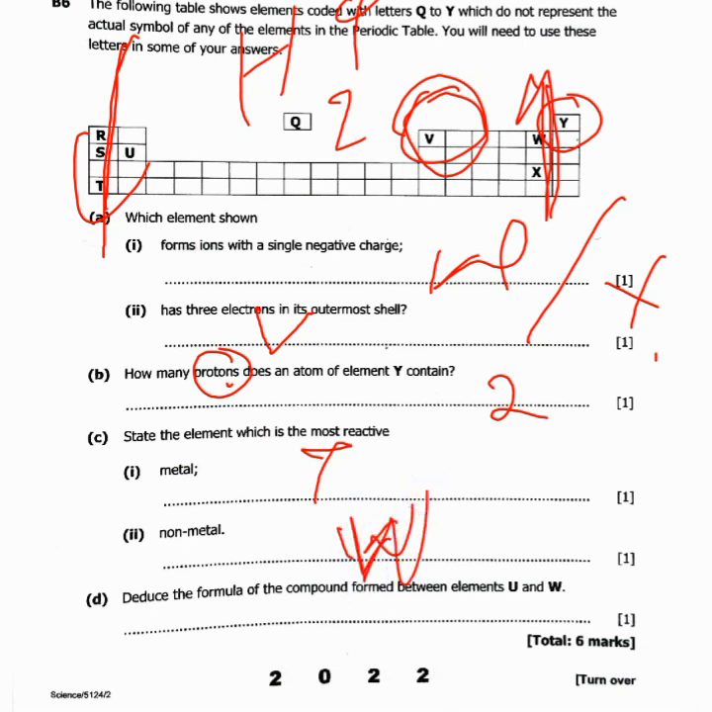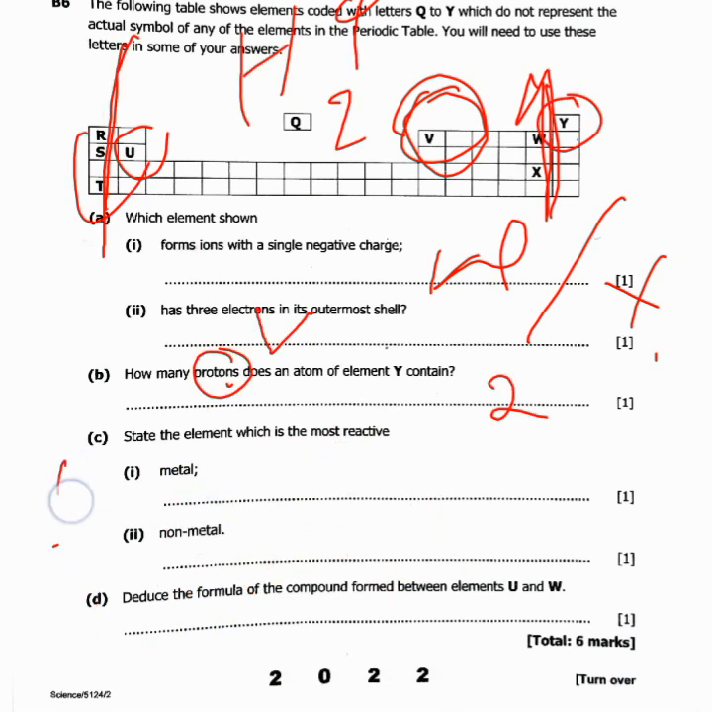Okay, D, we're saying deduce the formula of the compound formed between element U and W. So U is a metal, and W is a nonmetal. We understand that U loses 2 electrons to be stable, and W gains 1 electron to be stable. When a chemical reaction is taking place, the valences are the ones that take part. So U has a valence of 2, W has a valence of 1. When they react, they are going to exchange valences.